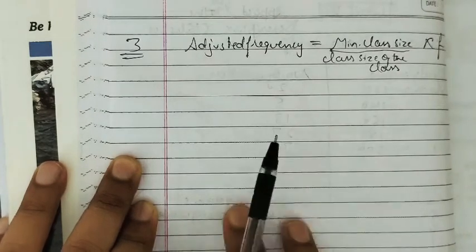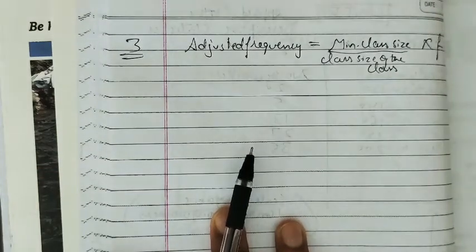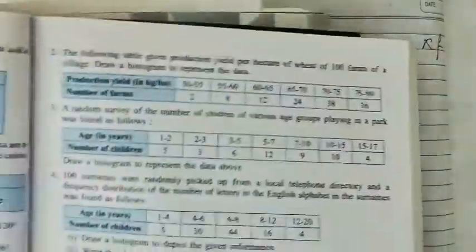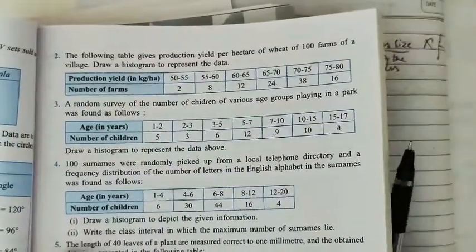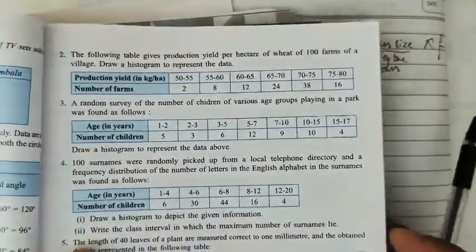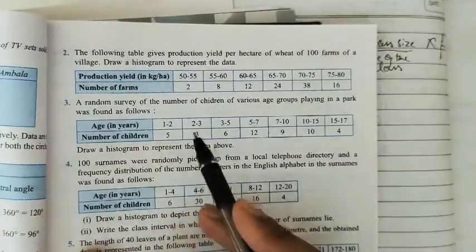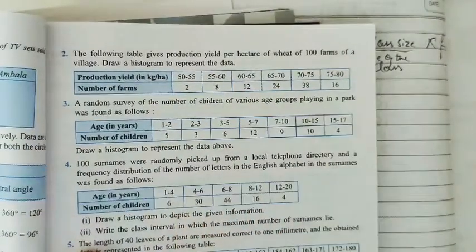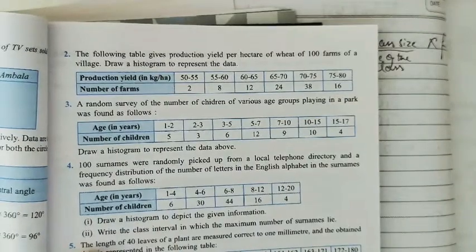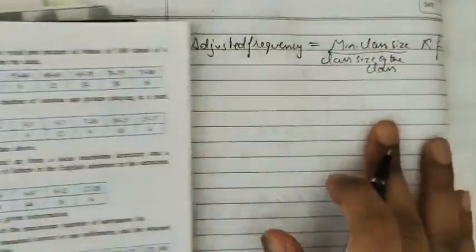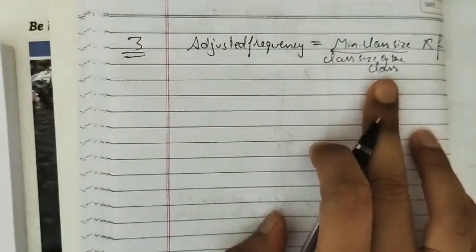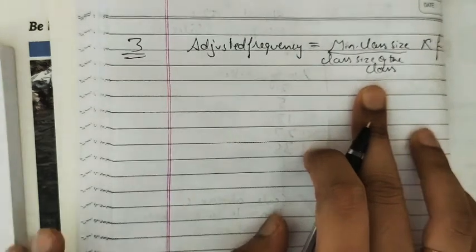Next is question number 3rd. So second you have to do on your own. Simple histogram you have to draw. Question number 3rd also we have to draw histogram, but the class gap is not fixed, right? So we have to determine adjusted frequency, right? So the formula for adjusted frequency is minimum class size upon class size multiplied by f, right?